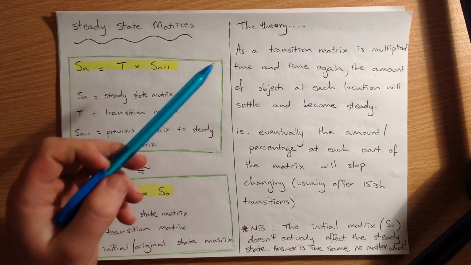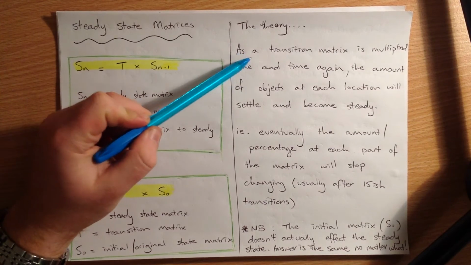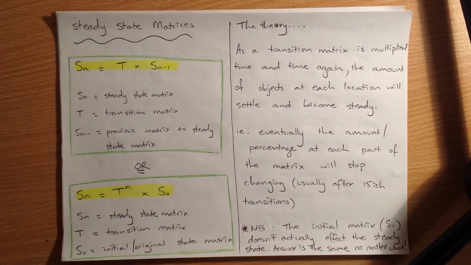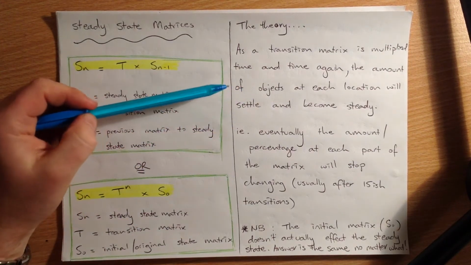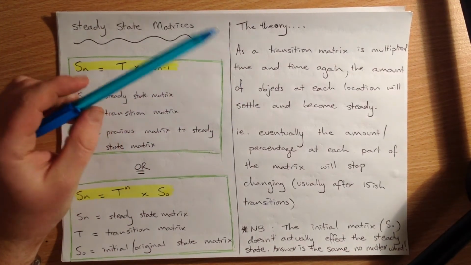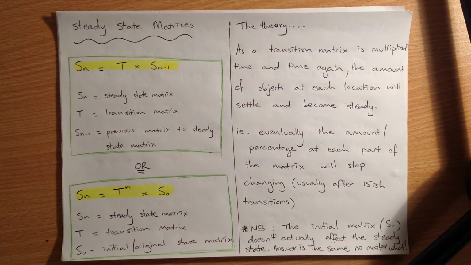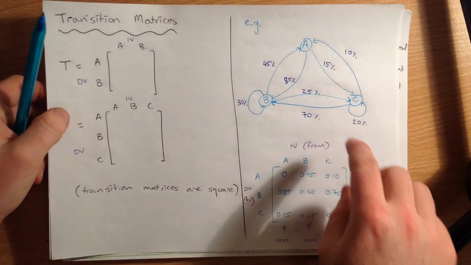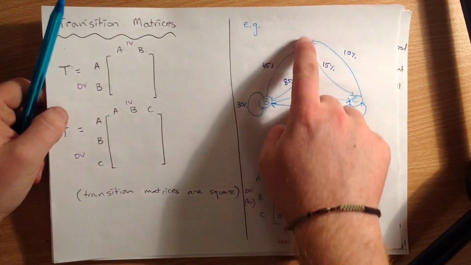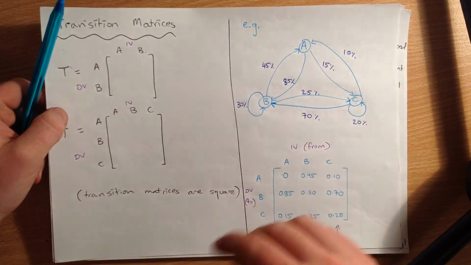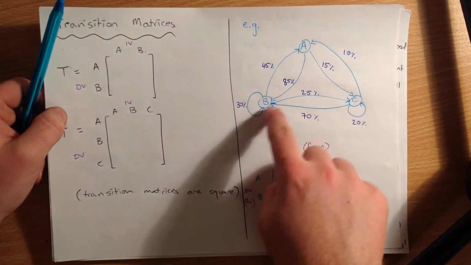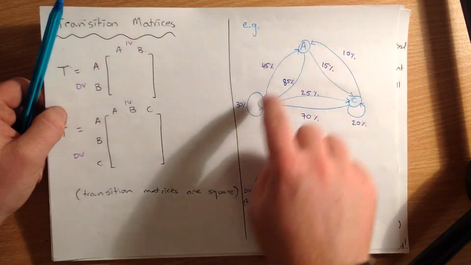So the theory is, and we've looked at transition matrices already, as a transition matrix is multiplied time and time again, or we apply that transition time and time again, the amount of objects at each location is going to settle and become steady. So, for example, in our previous transition matrix, you might remember we looked at this matrix just here. The theory is, over a long period of time, the different amounts of objects at each place will settle so that it doesn't matter what's transitioning where, they'll stay constant.